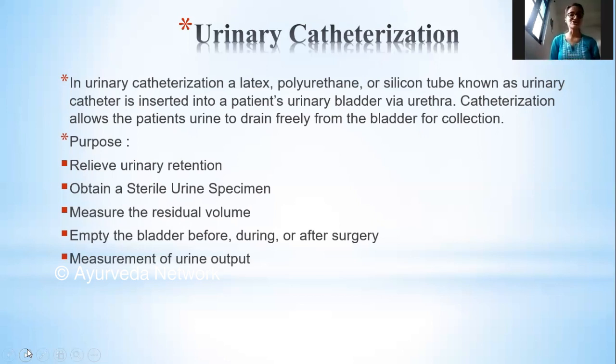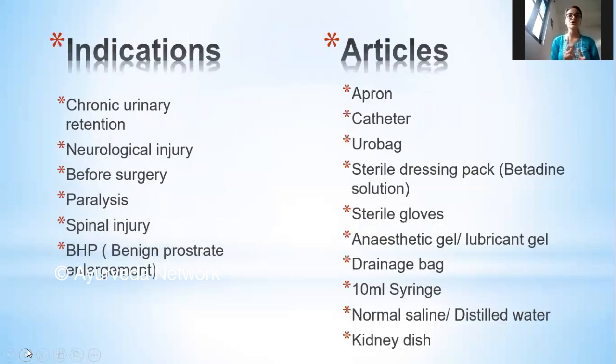Now, if you have to measure the residual volume, you can also go for urinary catheterization. This is also a very common indication. If you have to empty the bladder before, during, or after surgery, we'll do it via urinary catheterization. And urine output you can also measure through urinary catheterization. There is one more point which isn't mentioned here: you can also instill drugs using this urinary catheter. We'll discuss various types of catheter, and we'll understand how urinary irrigation or instillation of medicine can also be done using urinary catheters.